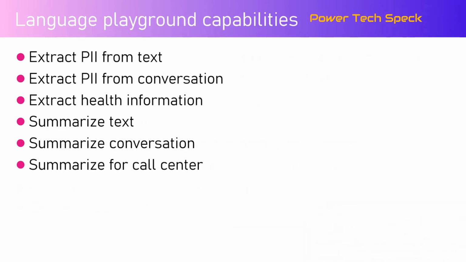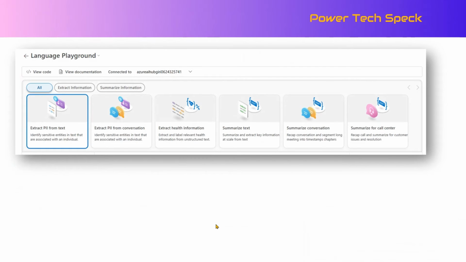Right. So, what are the capabilities? It will summarize the text, summarize the conversation, extract PII, personally identifiable information, from the text or from a conversation, and extract health information. So, the possibilities are endless. These are some of the 6 items which I have listed over here, but there are many other things which the language model will help you in attaining.